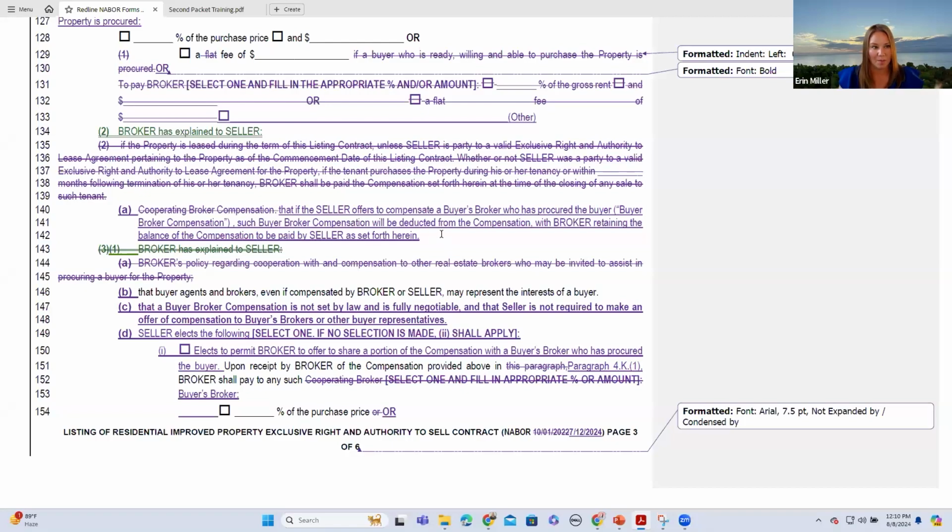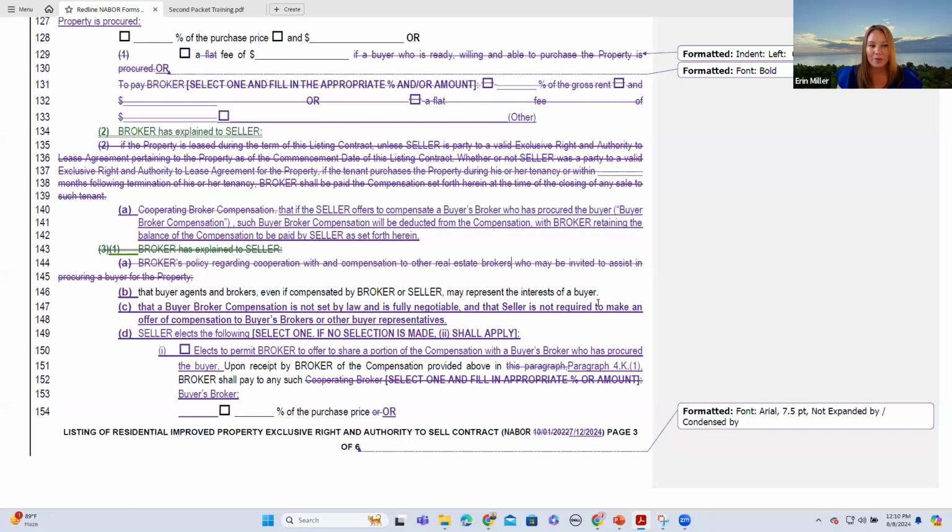So we've got total compensation up in paragraph 1, and then if the seller opts to offer buyer broker compensation, that buyer broker compensation amount in this subparagraph will be deducted from that total compensation, and then the listing broker will retain the balance. So go with me to line 146, that's 2B, that buyers' agents and brokers, even if compensated by the broker or the seller, may represent the interests of a buyer. That makes sense. Also not new language.